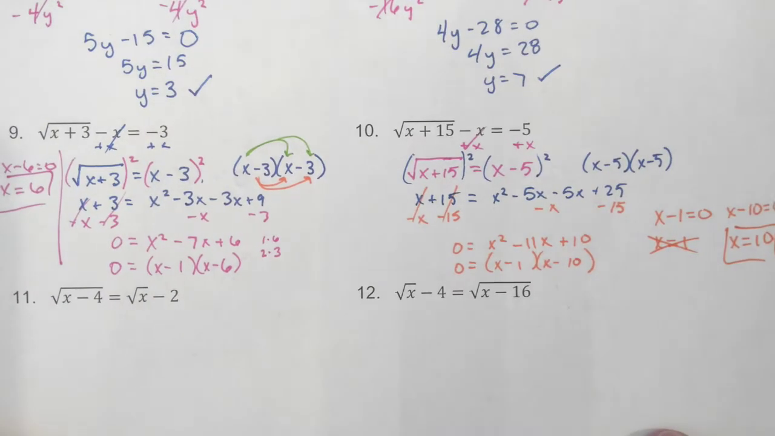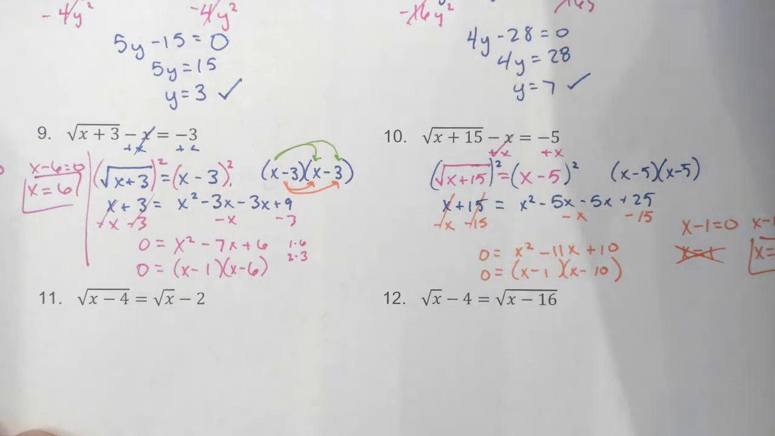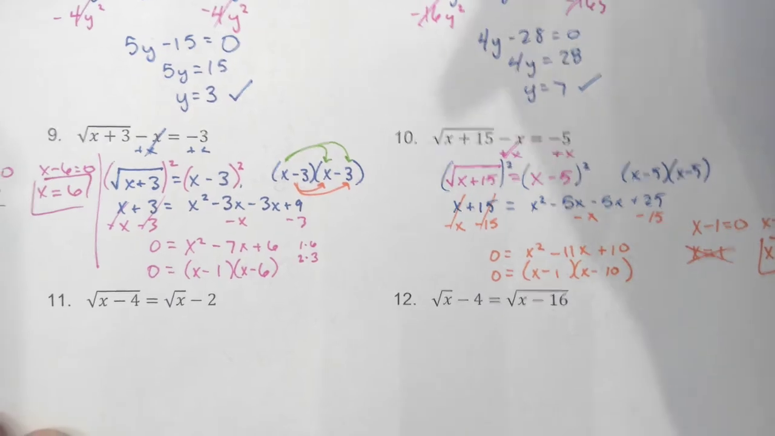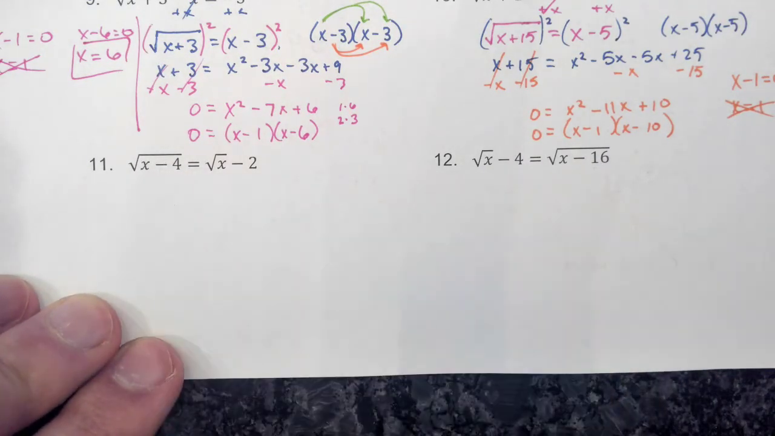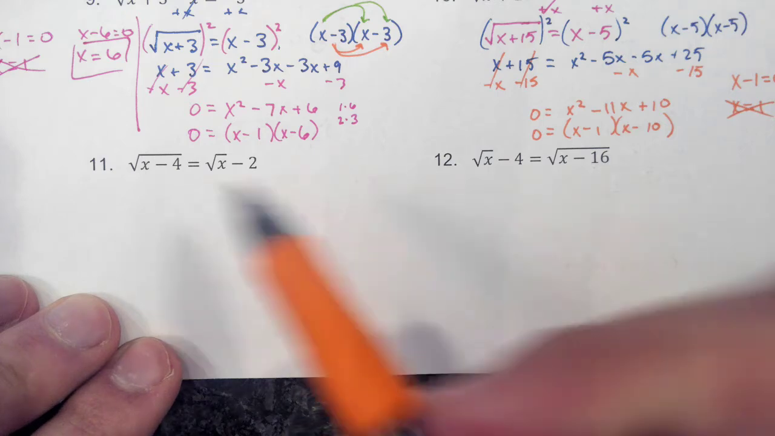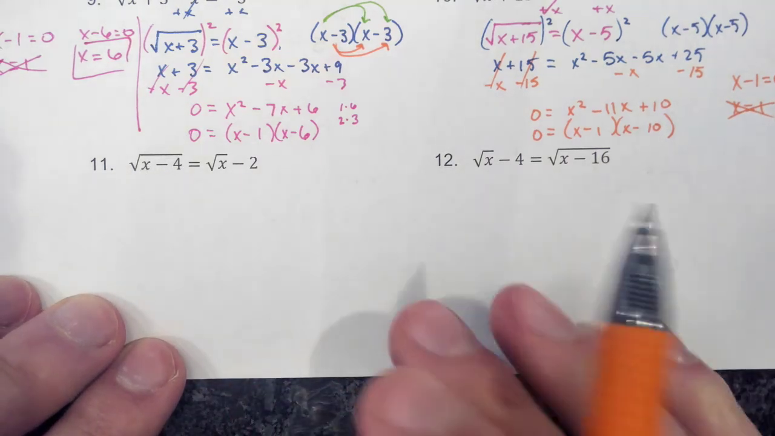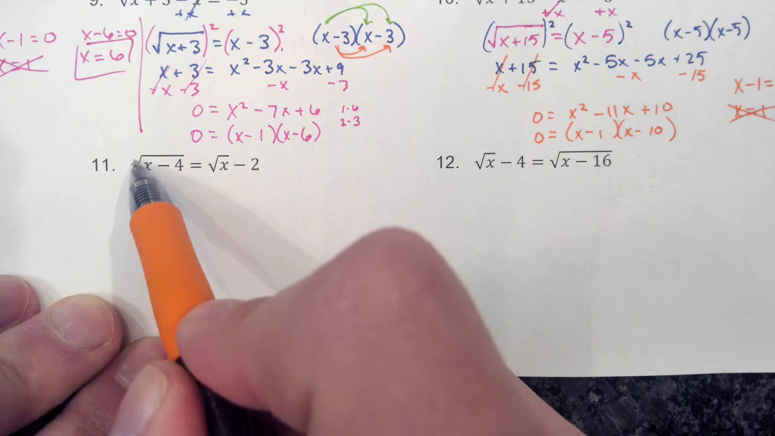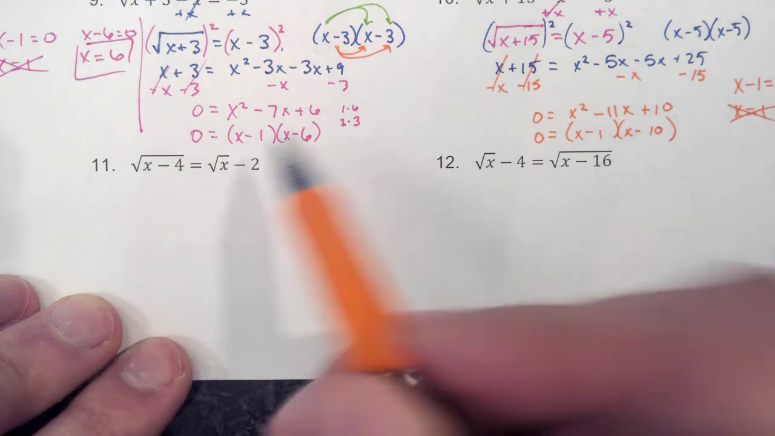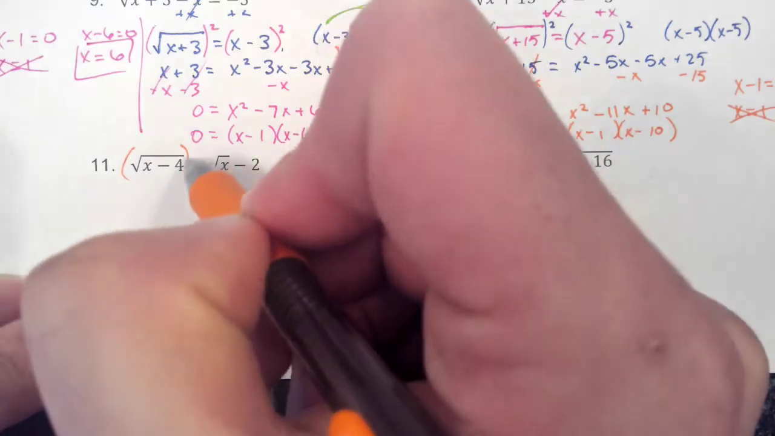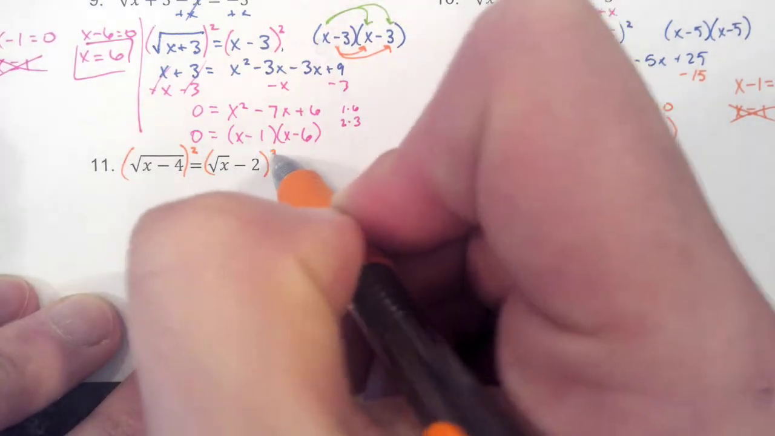So that's a fun one. You got to enjoy those ones. 11 and 12. These ones are the toughest type of problem because you just have to do it twice, but it's actually not too bad either. So again, we've already got a radical isolated. We can't isolate this radical, but we've got one of them isolated, so we'll go ahead and square both sides.